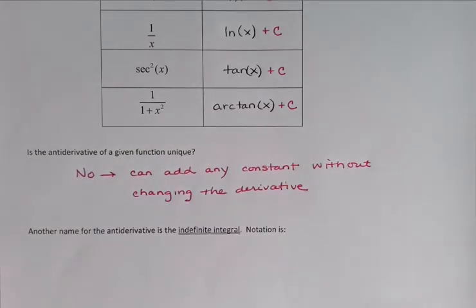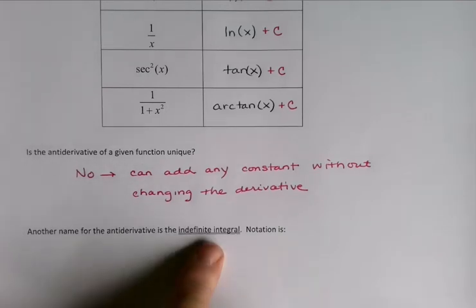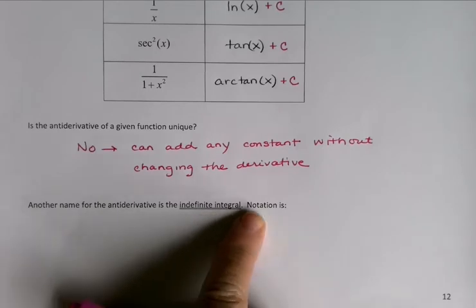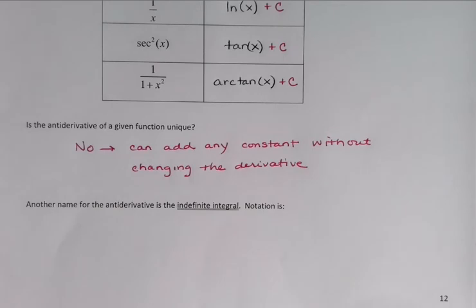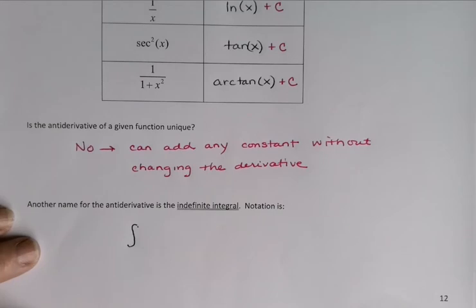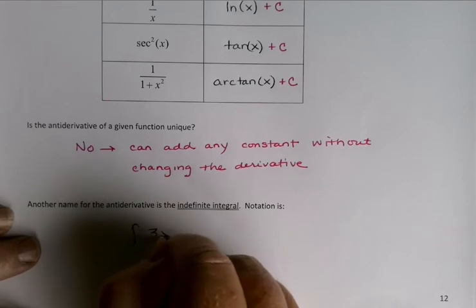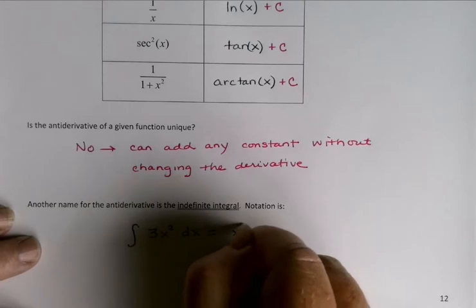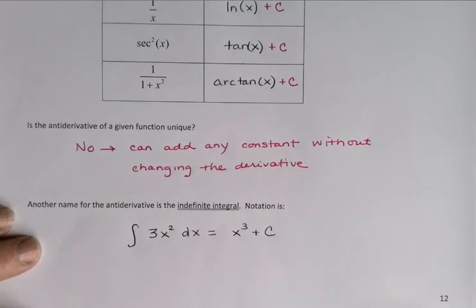All right, there's another name for the antiderivative. It's sometimes called the indefinite integral. And you see that word integral again, and you're going to see very similar notation as well. The notation looks like this, and I'm just going to use that very first one from the table again, the 3x squared. We say the indefinite integral, or antiderivative, they mean the same thing, of 3x squared dx is equal to x cubed plus c.